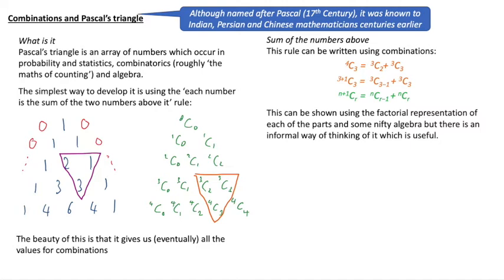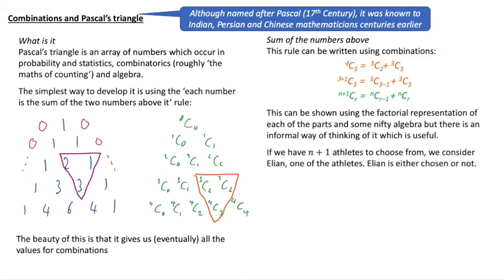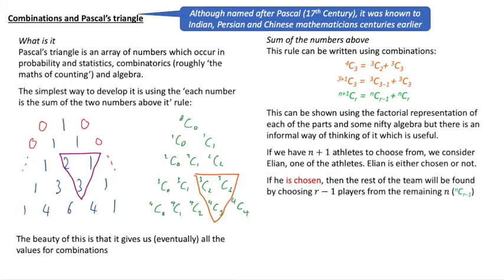And we can show that using the factorial representation of each of the parts and some nifty algebra. But there's an informal way of thinking of this, which is quite useful actually. If we have n plus 1 athletes to choose from, let's consider whether Elian, who's one of the athletes, is chosen or not. So, if Elian is chosen, then the rest of the team will be found by choosing r minus 1 players, because we want r players altogether, and we've already got Elian, so we need one less than that. And we need to choose them from the remaining n players. So that is our nC(r minus 1).